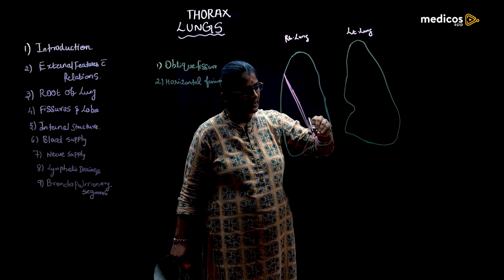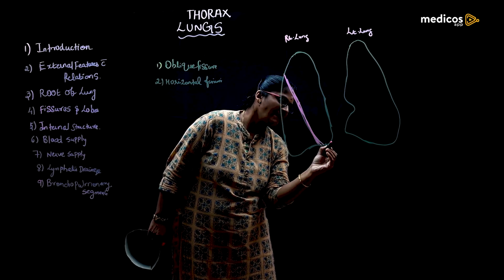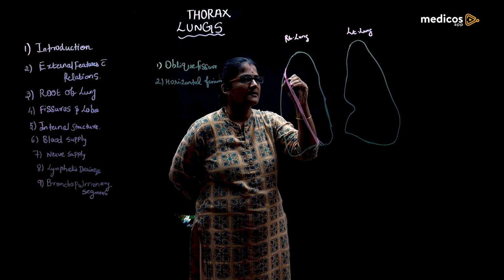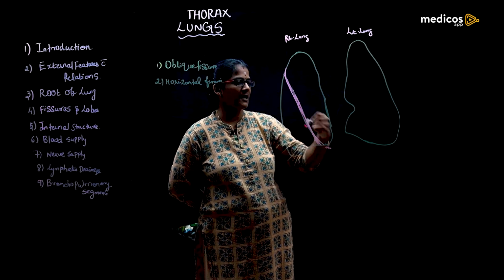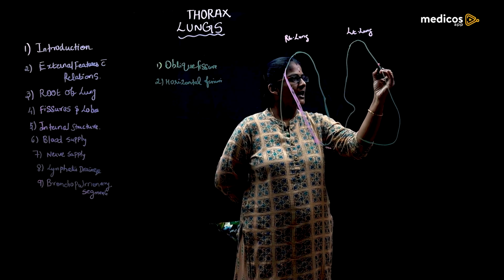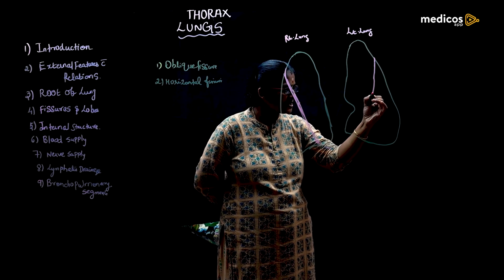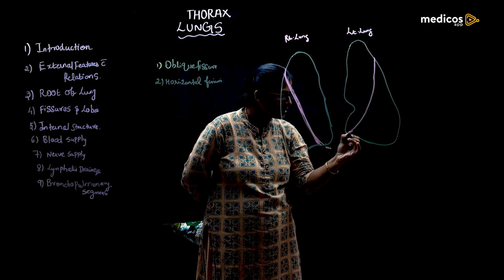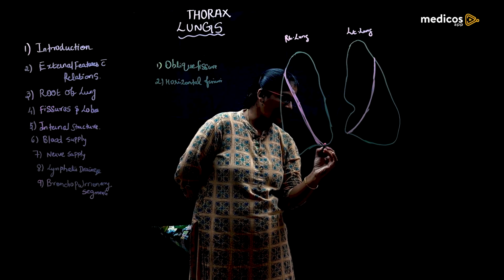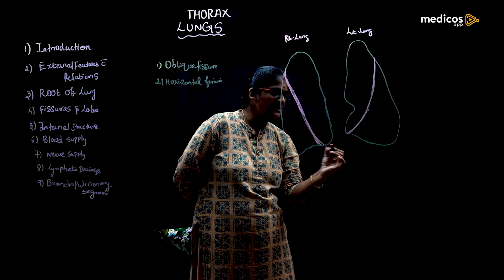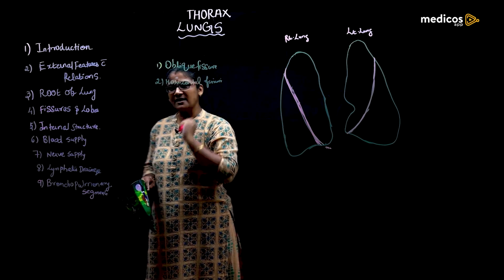and cuts the inferior border 7 centimeters from the anterior border. In the left lung also the oblique fissure starts 6 centimeters below, but the difference is that it reaches close to the midline, whereas in the right lung the oblique fissure reaches the inferior border 7 centimeters from the midline.